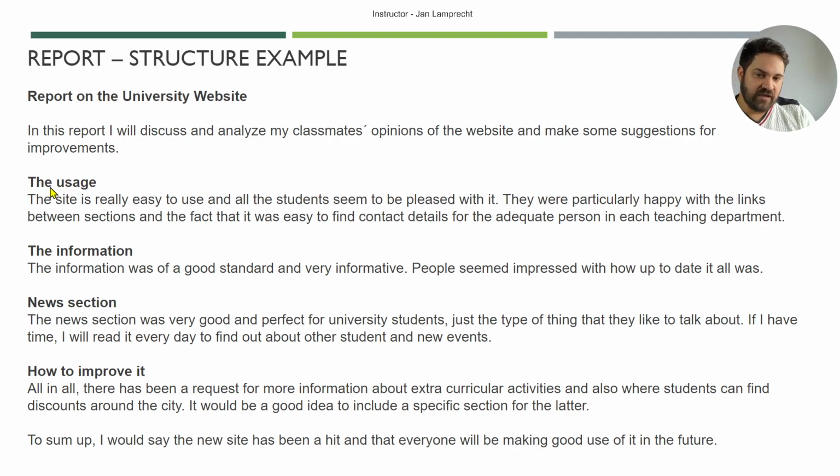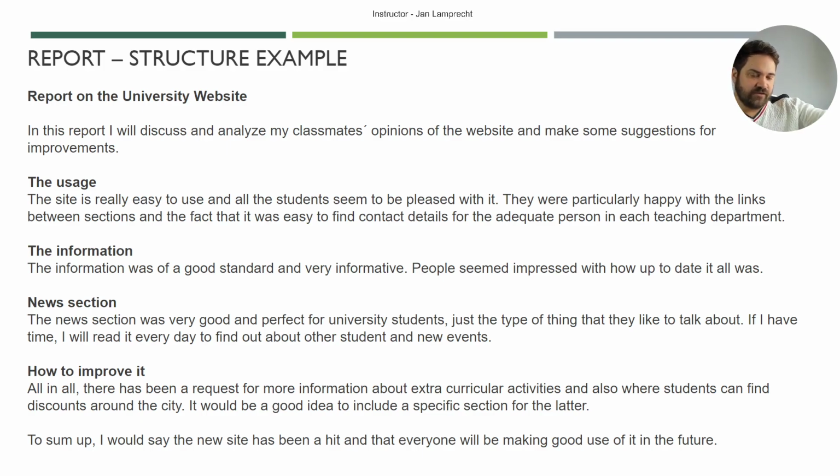Here we go. Title number 1, the usage. Because it's in the question, I ask you to talk about the usage. The site is really easy to use and all the students seem to be pleased with it. Seem to be pleased. You see how neutral that is. They were particularly happy with the links between sections and the fact that it was easy to find contact details for the adequate person in each teaching department.